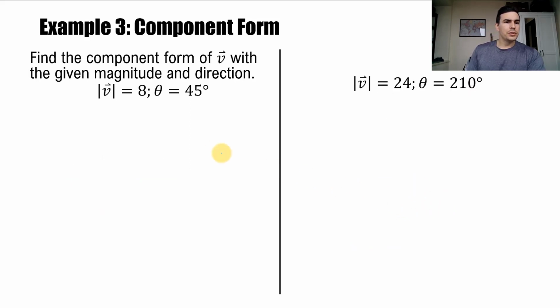All right, a couple more examples. We're going to find the component form of our vector with a given magnitude and direction. So we're given v. Now let's think about this here. We got our magnitude and our angle. We want to find our component form.